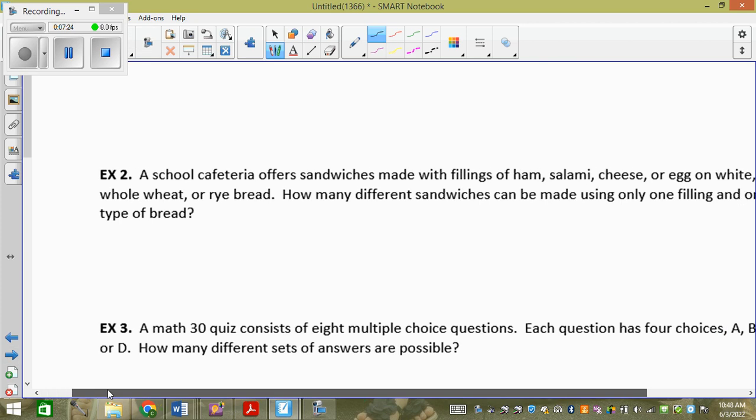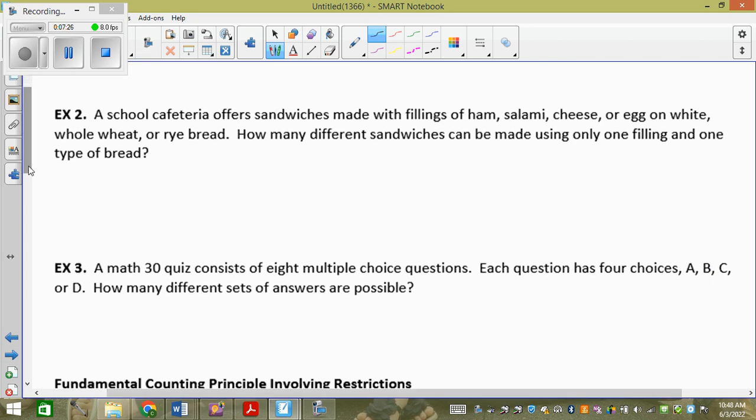So here we have a school cafeteria offers sandwiches made with fillings of ham, salami, cheese, or egg. So that's my one option. On white, whole wheat, or rye bread. Then I have to keep reading because I can only pick one of each item. If I pick more than one of each item, I can't use the fundamental counting principle. Remember? So let's keep reading. How many different sandwiches can be made using only one filling? So I need one filling.